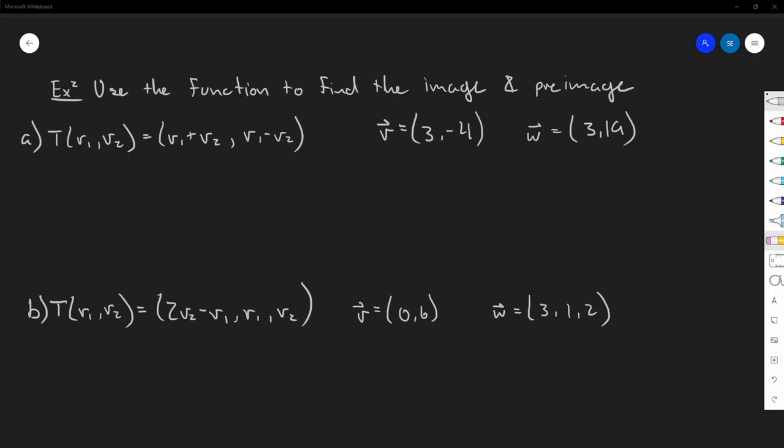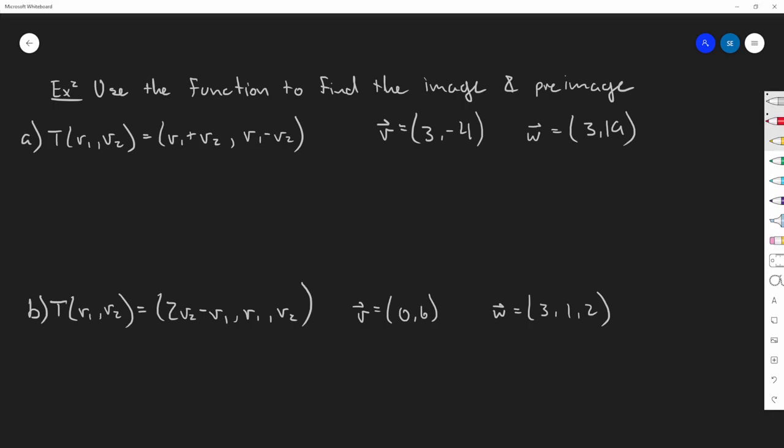Back at it with another video on linear transformations, and we are doing another example. Hopefully, this one's much shorter. We're mainly going to focus on finding the image and pre-image given a function. So we have four examples. But we are going to get right to it. Well, actually, no. I'm going to do a small review on what an image and pre-image is. So before we get started, let's talk about what an image and pre-image is.